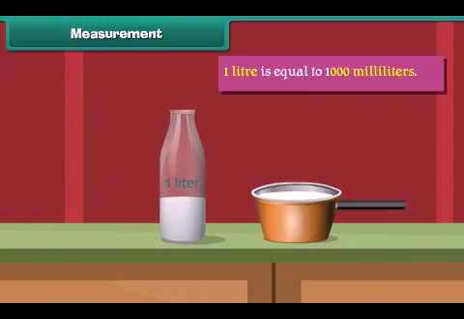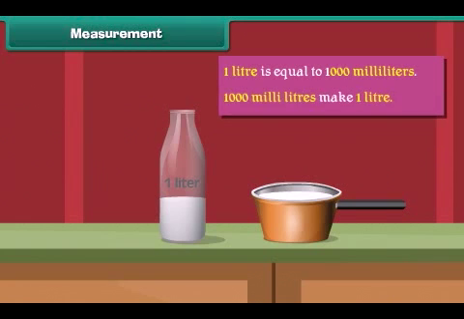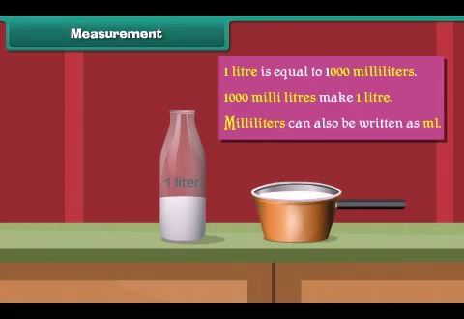1 liter is equal to 1000 milliliters. This means 1000 milliliters make 1 liter. Milliliters can also be written as ml.